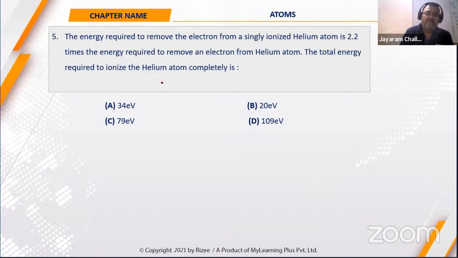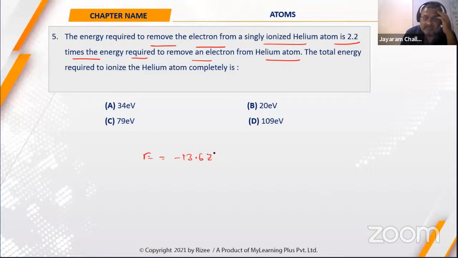Now next one: the energy required to remove the electron in a singly ionized helium is 2.2 times the energy required to remove an electron from the helium atom. The total energy required to ionize the helium atom completely is how much? So most probably it should be 109 electron volts. How do you get it, sir? So energy required for singly ionized helium, energy formula is minus 13.6 into Z square by n square. Where your Z value for the helium will be 2, obviously.